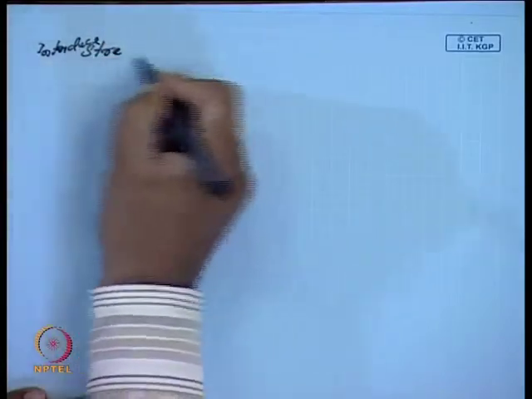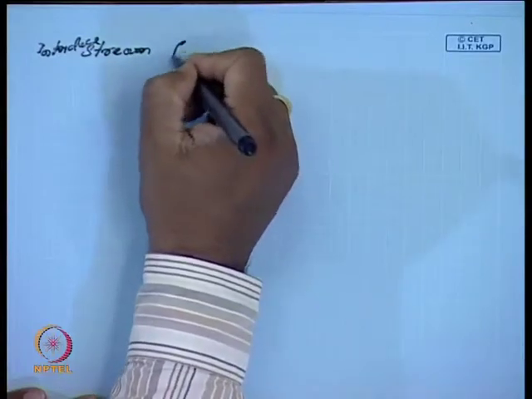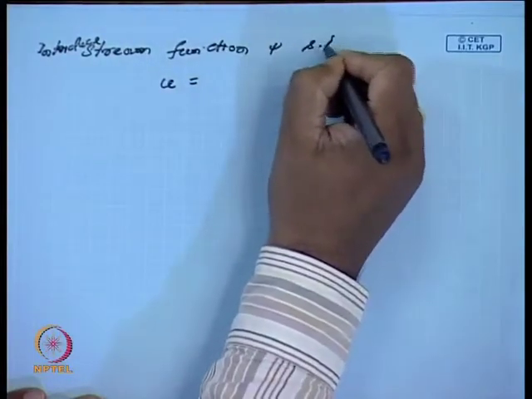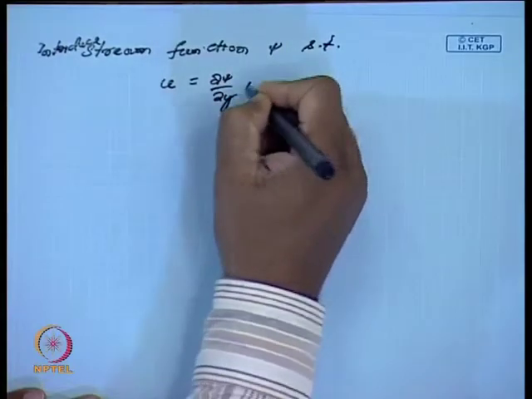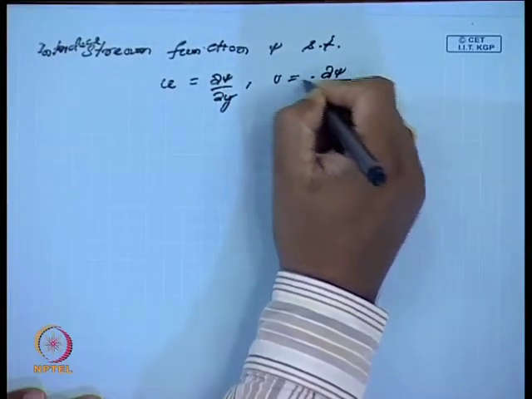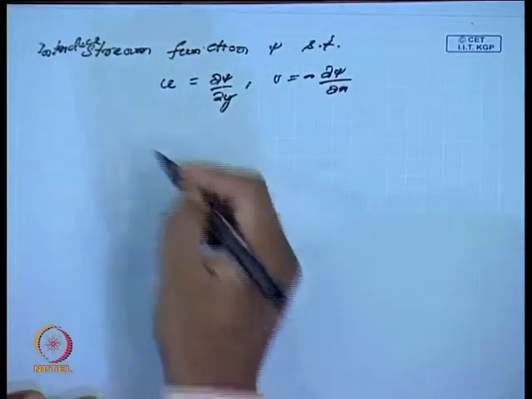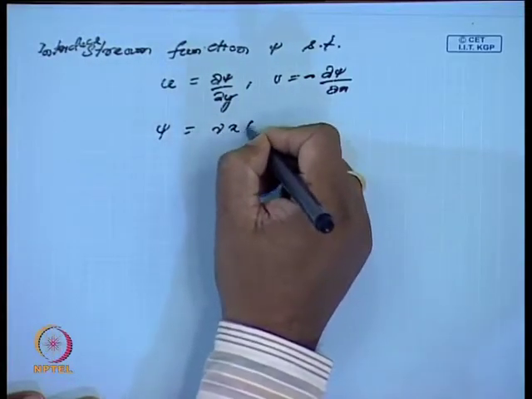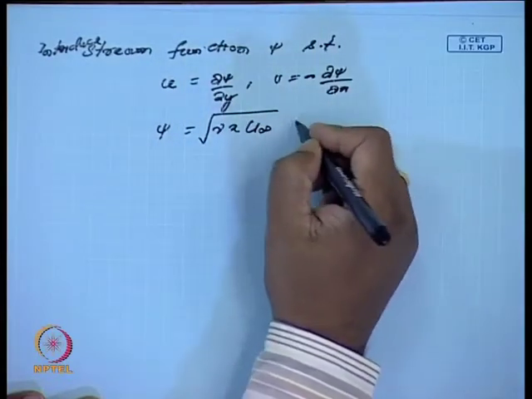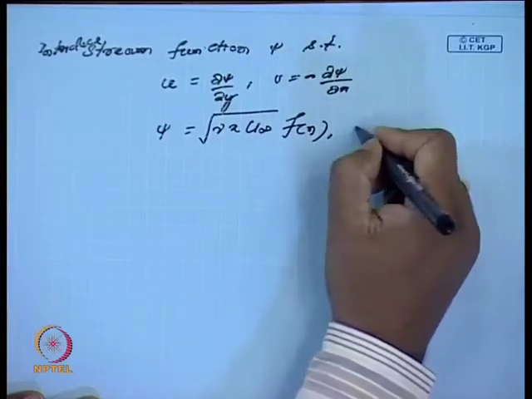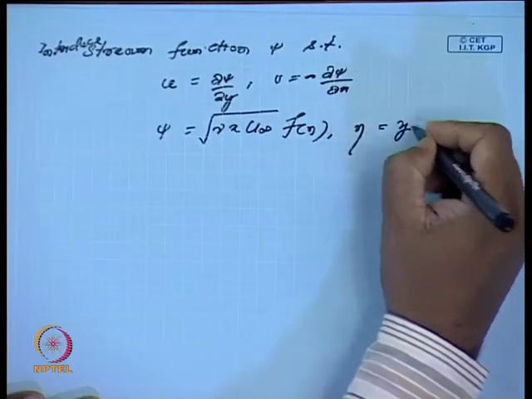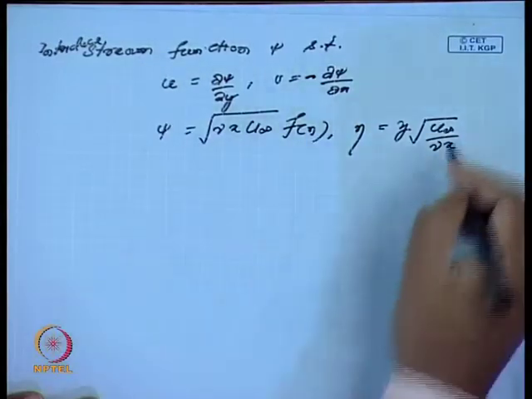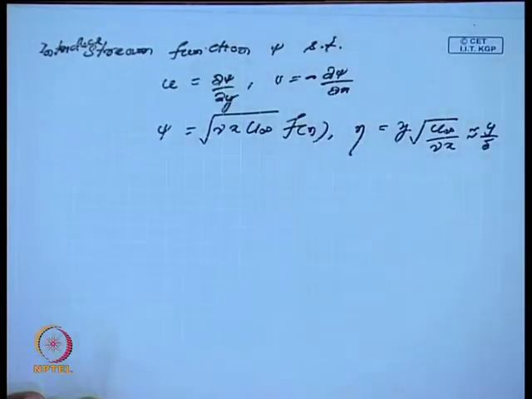We will introduce the stream function psi, such that u is equal to del psi by del y and v is equal to minus del psi by del x, and then we set psi equal to root over nu x u infinity into f of eta, where eta is equal to y times root over u infinity by nu x, and this is almost y by delta. Delta is the boundary layer thickness.